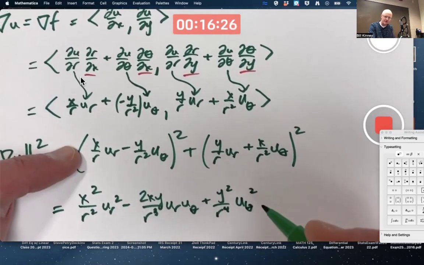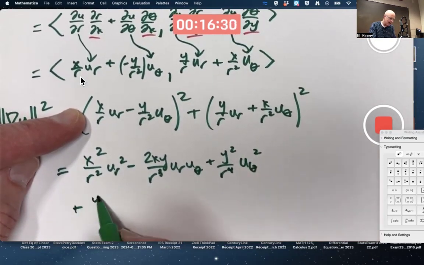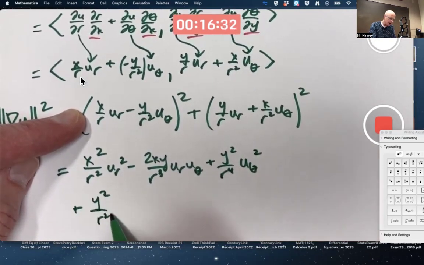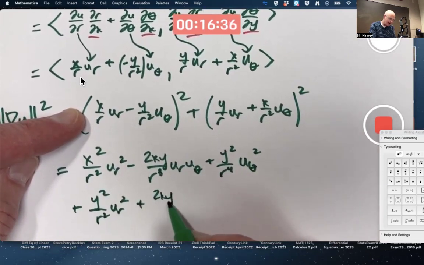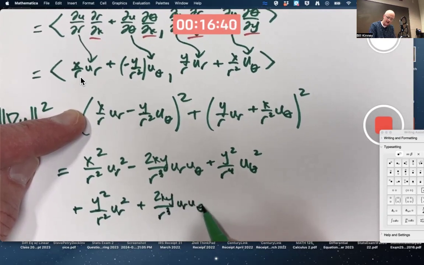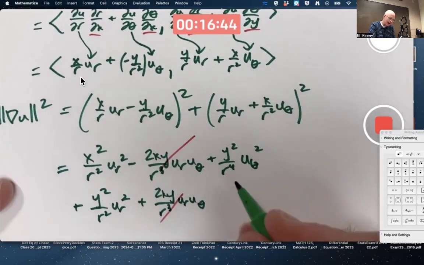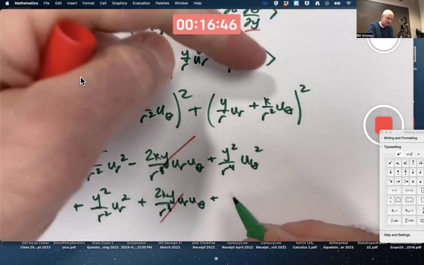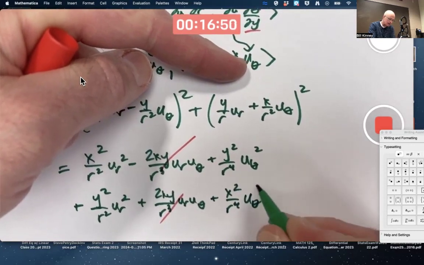I'm squaring just this thing so far. Square this thing: y squared over r squared, u_r squared, plus 2xy over r cubed, u_r u_theta. These are going to cancel. That's awesome. And then plus square this last one, x squared over r to the fourth, u_theta squared.